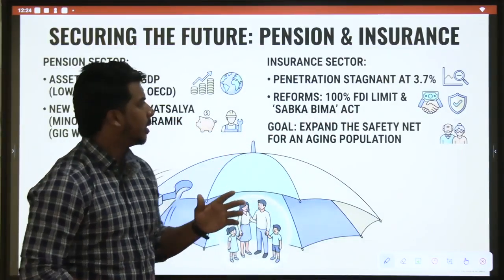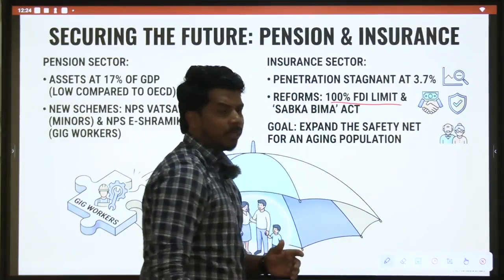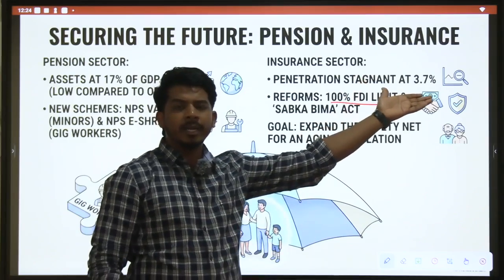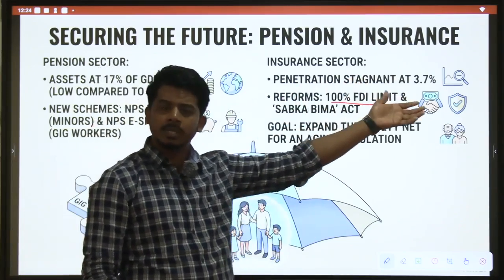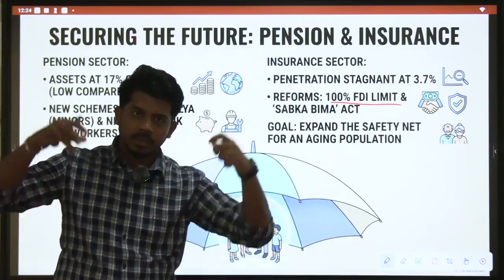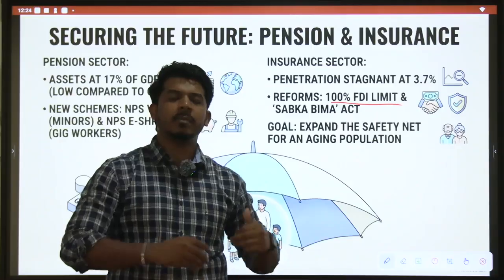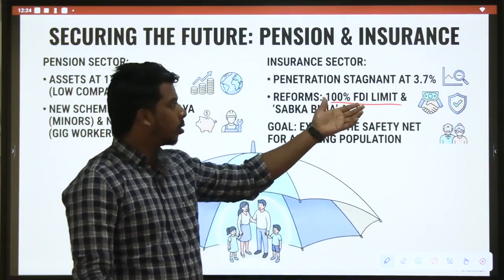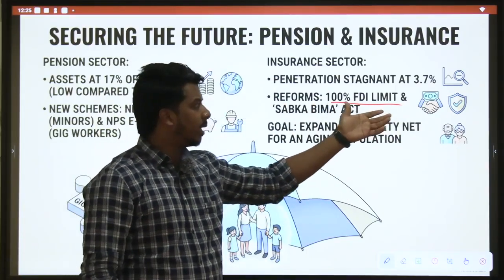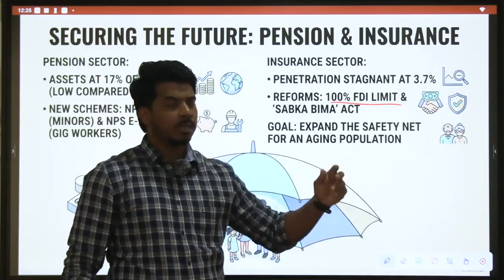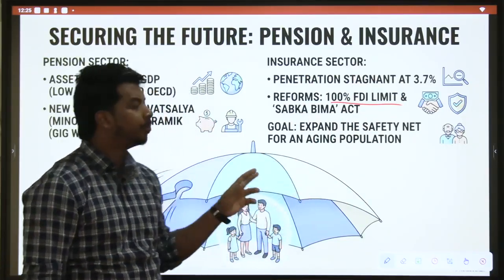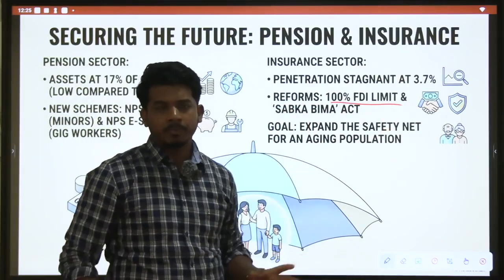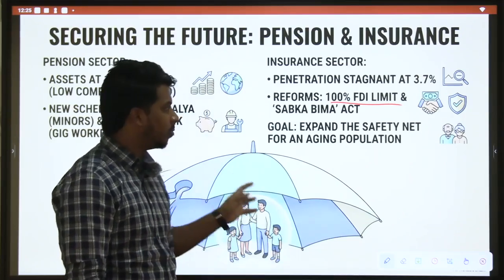Under this act, there is 100% FDI. That means any foreign person, because all the insurance companies of India are not able to properly penetrate into people. They are not able to promote insurance among people. So now they are asking even foreign insurance companies to come and invest in India, establish new companies. You don't have to take government permission. You can automatically start, no limits. You don't have to partner with an Indian. 100% you can do, and all the profits are yours. Why? To promote insurance. So our goal here is to expand the safety net for an aging population. As we develop, our aging population will increase.